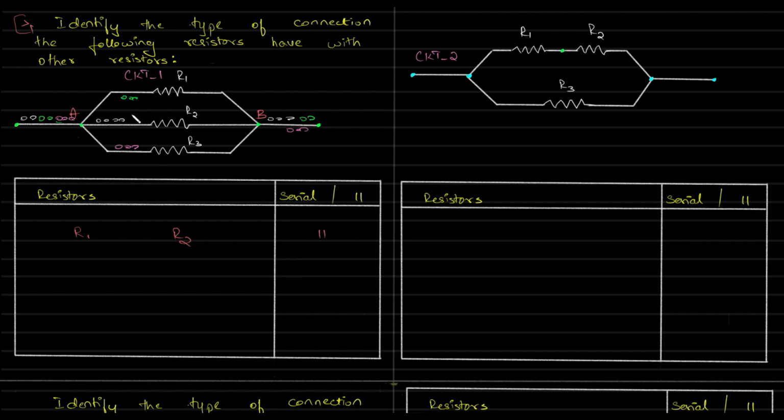Since they don't share the same current or any current, we have all of them to be parallel to each other. R1, R2 and R3 parallel to each other. Next question is this circuit 2. I would like you guys to figure out which is series and which is in parallel. So this is where the tricky question starts from.